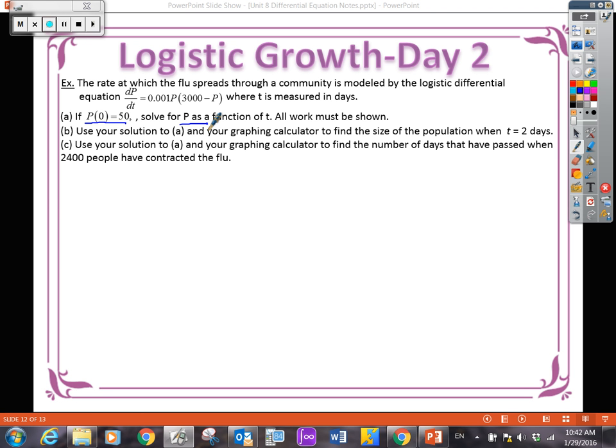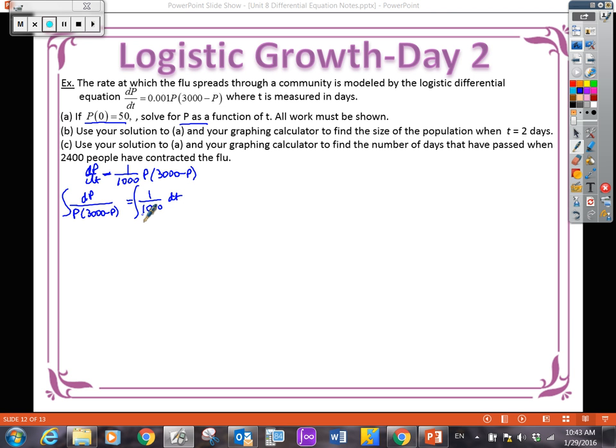Instead of the 0.001, since I'm going to be working with it, I would rather it be a fraction. So I'm going to rewrite it first in fraction form. So we have dp dt equals 1 over 1,000 p times 3,000 minus p. Okay. So at this point I'm going to separate. I'm going to move the p's over to the left. So dp over p times 3,000 minus p equals 1 over 1,000 dt. So we integrate both sides.